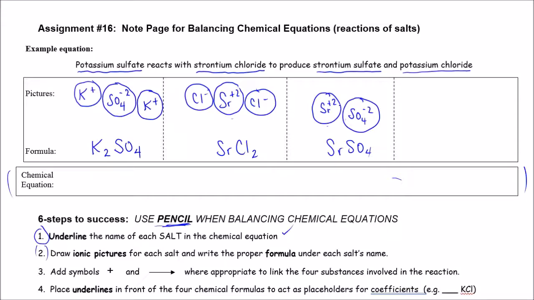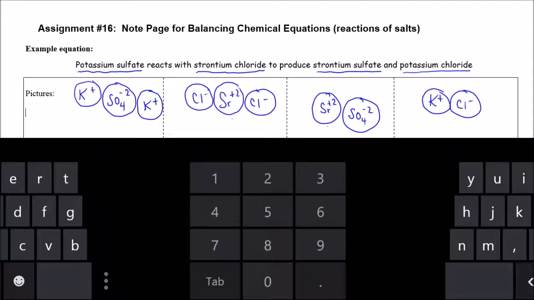If you ever find yourself inventing an atom that wasn't present in the beginning, you know you've done it wrong. So the strontium was already here. The sulfate was already here. That's the way it has to be. Last salt, potassium chloride, K+, Cl-. There it is. KCl. Okay, step 2 is now complete.